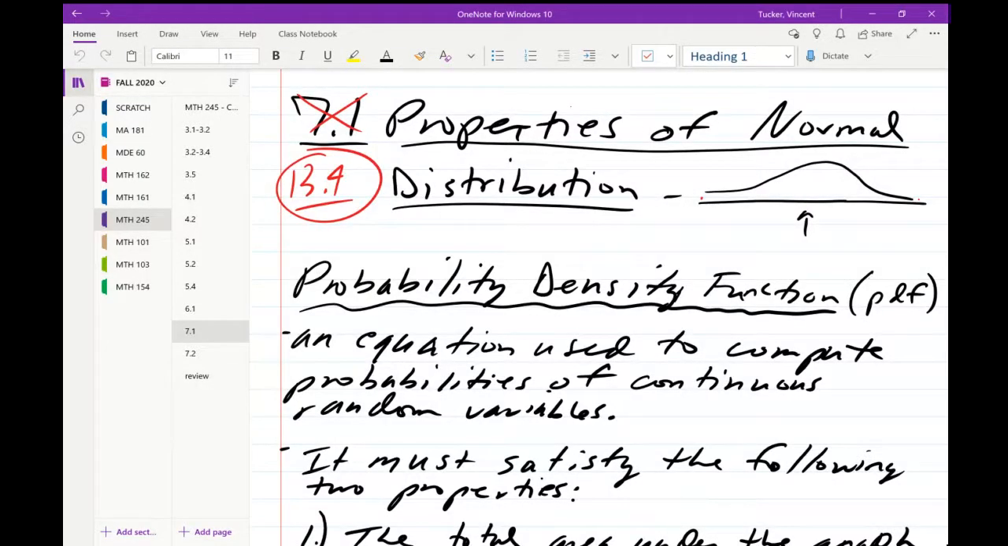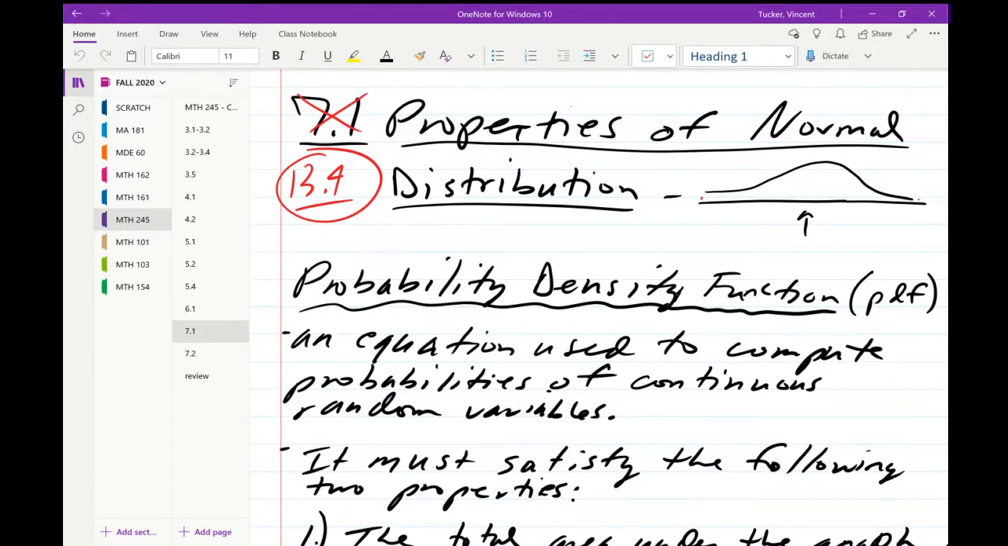All right, so properties of normal distribution. This is 13.4 for us. It was 7.1 for another class. As before, I just go to the old set of notes that I had. It didn't make sense to rewrite it. I had it sitting there. We could just talk through it. So 13.4 is properties of normal distribution.